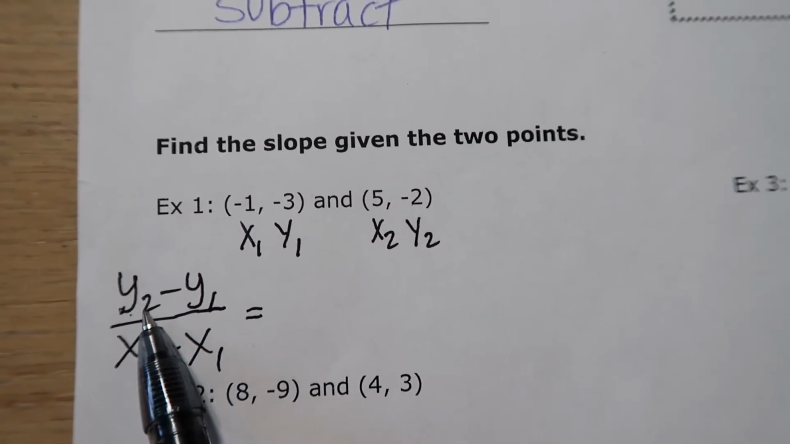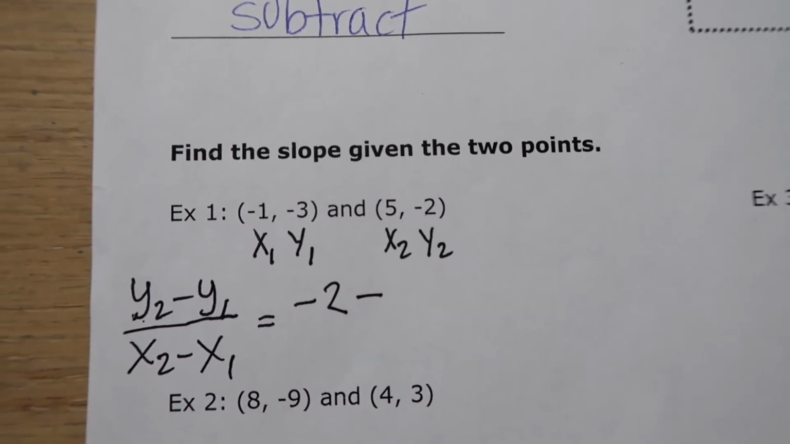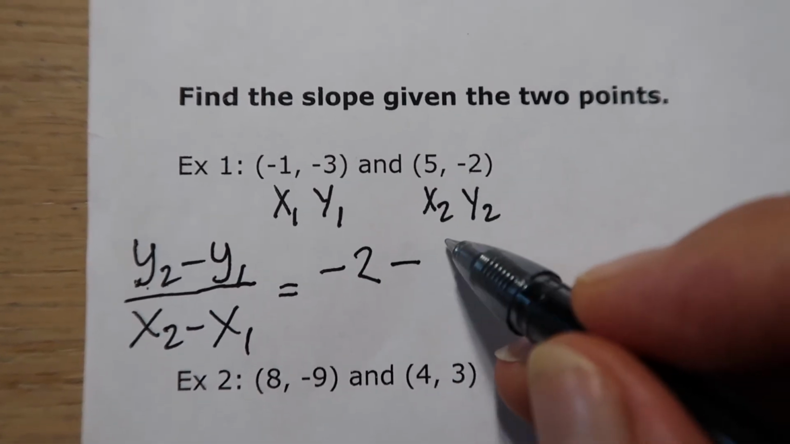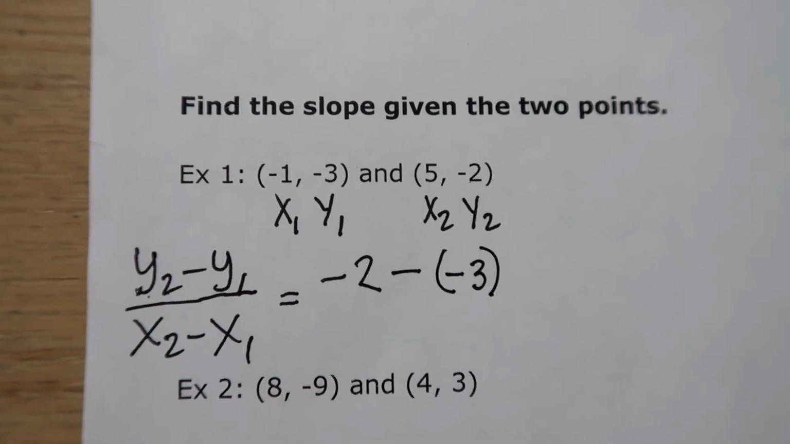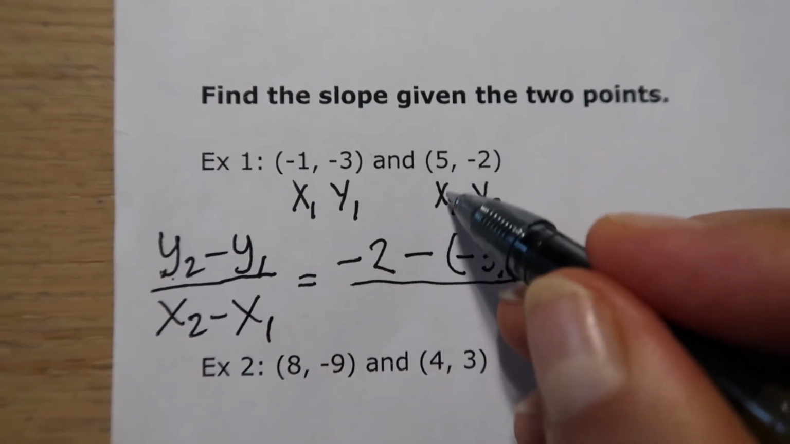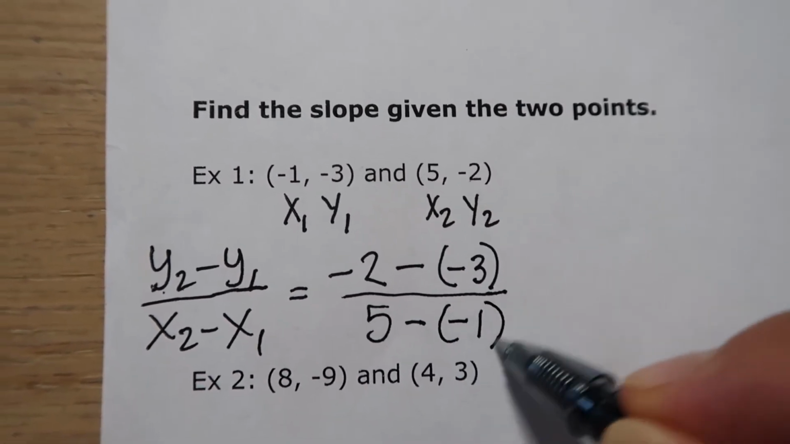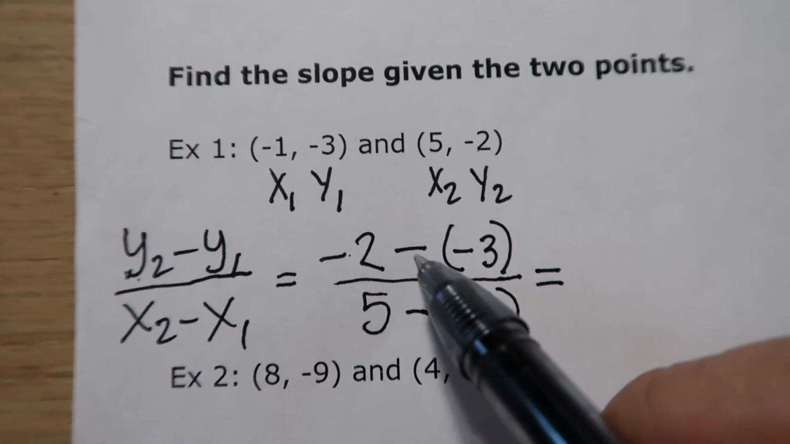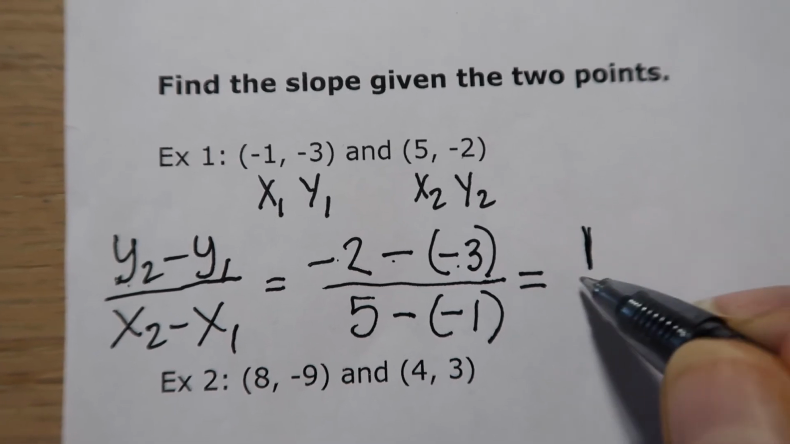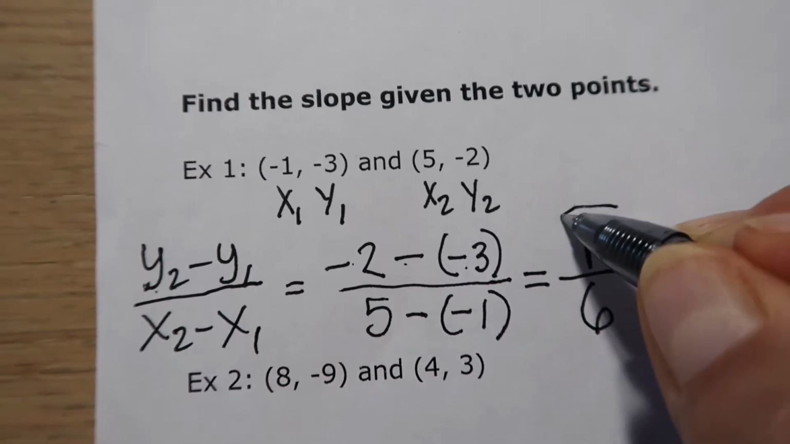Substitute the values. Y2 is negative 2 minus y1, which is negative 3. Do you see that? It's right here, negative 3. I'm gonna put it in parentheses. Set it over x2, which is 5, minus x1, which is negative 1. What does that equal? Minus minus is a plus. So the answer here will be 1 in the numerator over 6 in the denominator. And that will be your final answer.